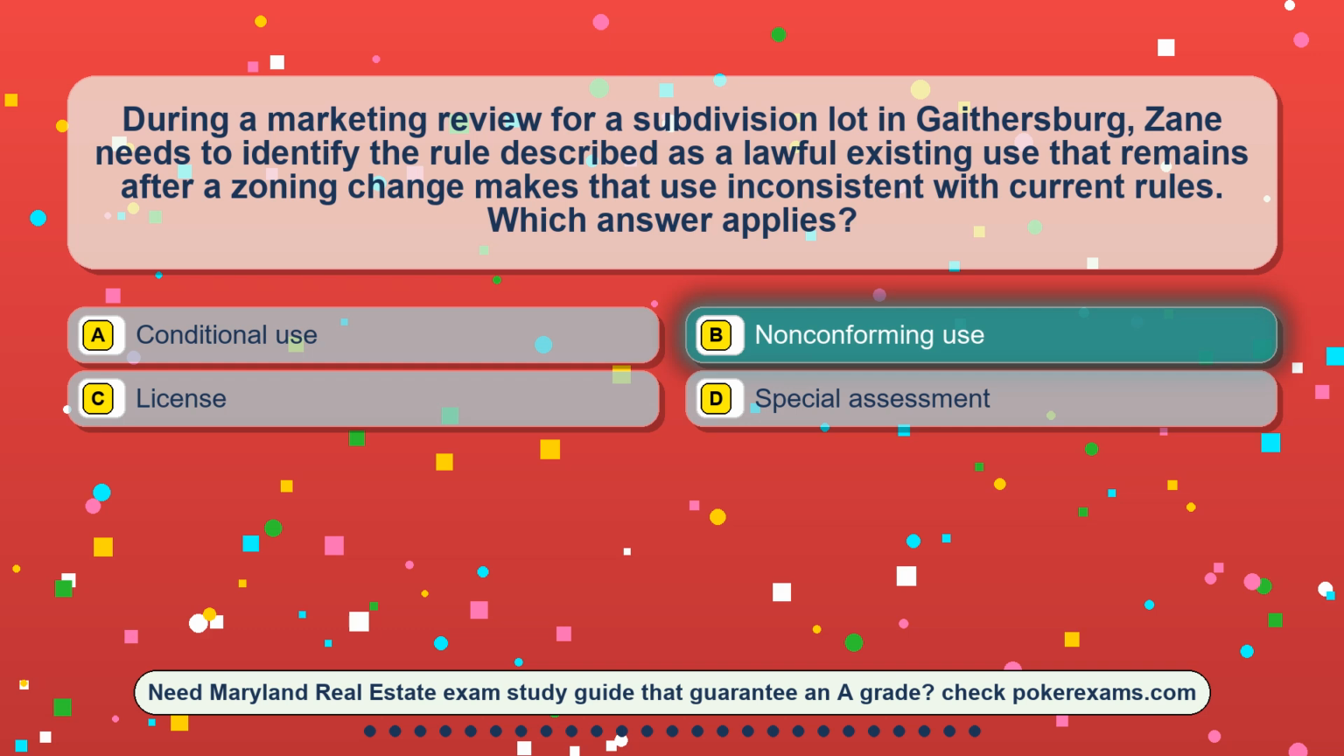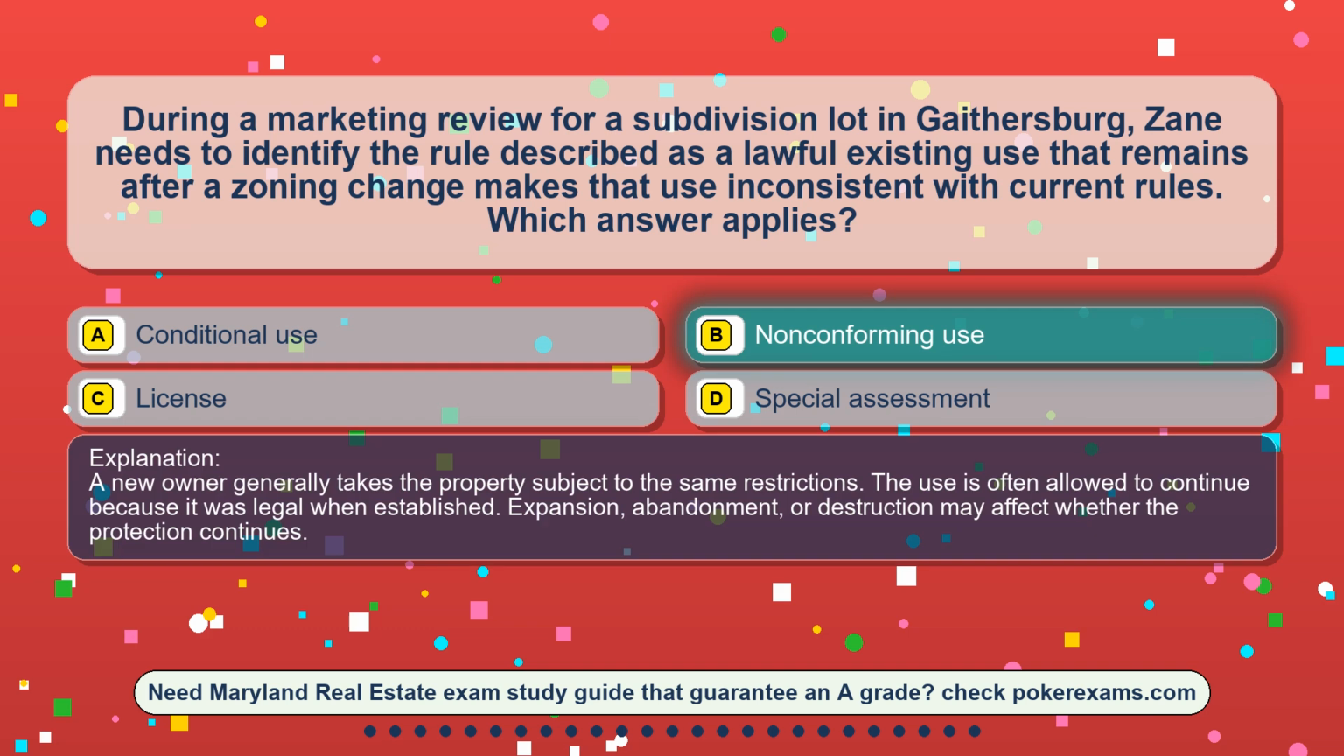The correct answer is option B, non-conforming use. A new owner generally takes the property subject to the same restrictions. The use is often allowed to continue because it was legal when established. Expansion, abandonment, or destruction may affect whether the protection continues.